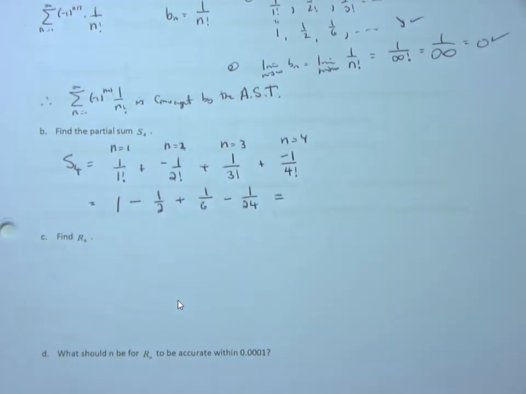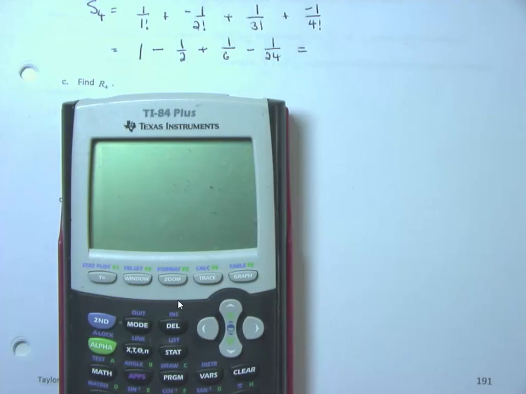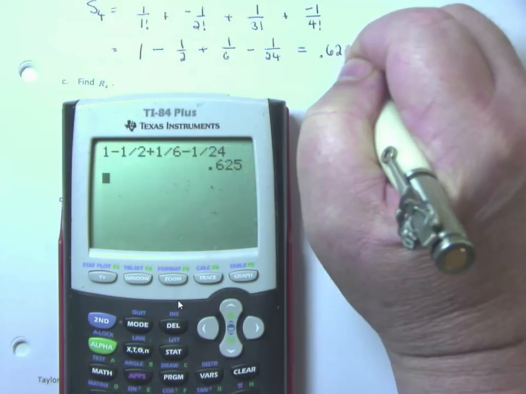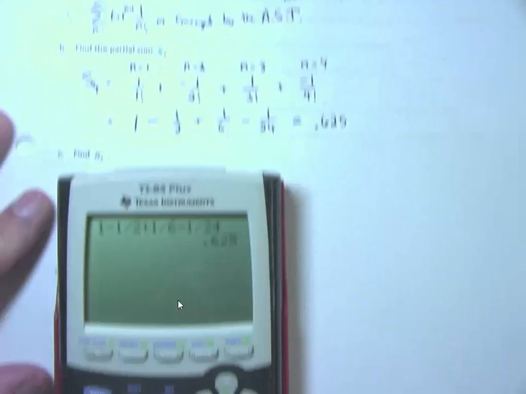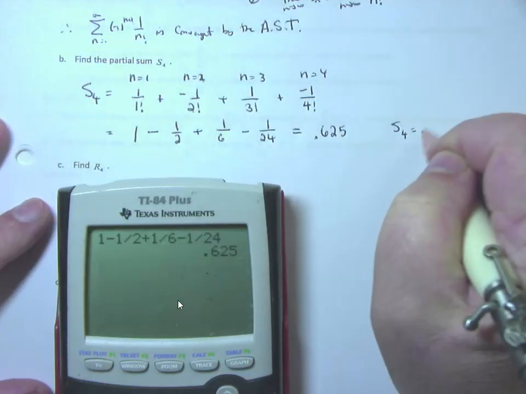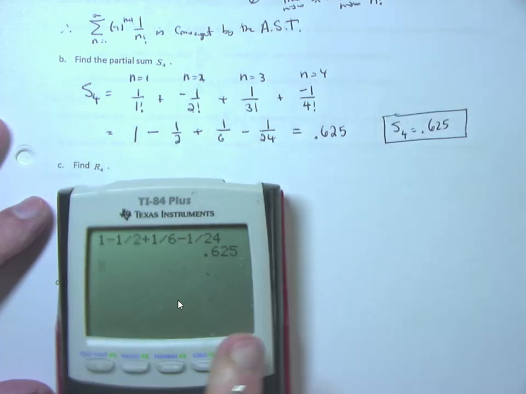And I stop there, and I grab my handy-dandy calculator, and because they want just S4, it's the sum of the first 4 terms. So putting this on my calculator, this will be 1 minus a half plus a sixth minus a 24th, and I end up getting 0.625. Does that make sense? This is what S4 is, your partial sum, 0.625. Sum of the first 4 terms.